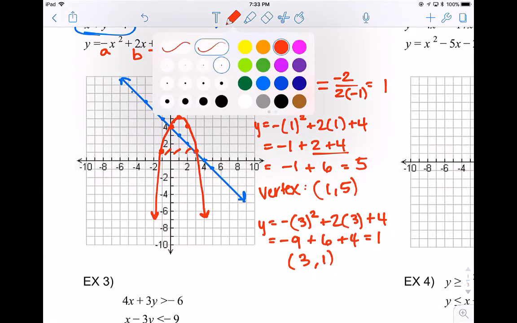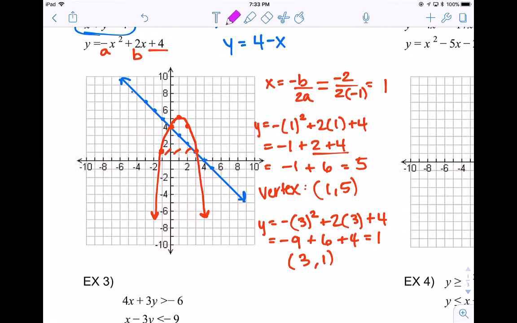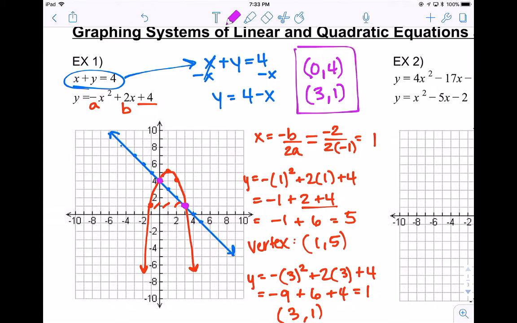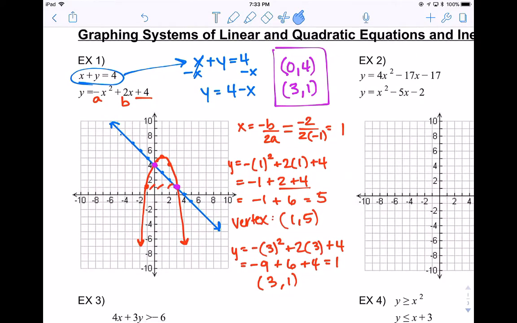Then remember, our answer is where these two graphs intersect each other. We have an intersection here at the y-intercept and then another at the point 3, 1. So we're going to list both of those as our answer: 0, 4 and 3, 1. With parabolas, it takes a little bit more work because we do have to find multiple points and we can't just move using a slope, but our end goal is still the same. We're still looking for where these two graphs intersect each other.